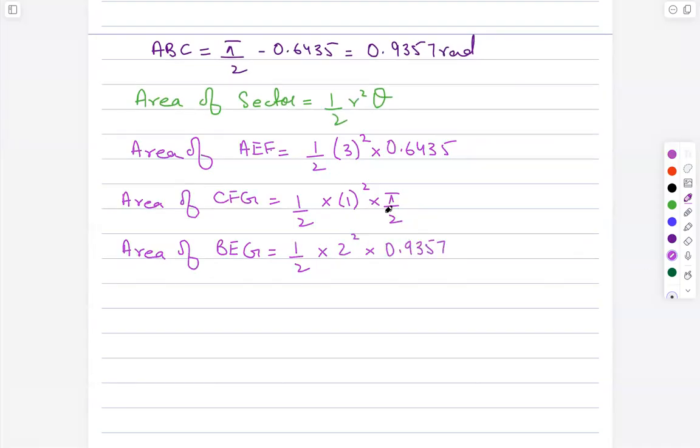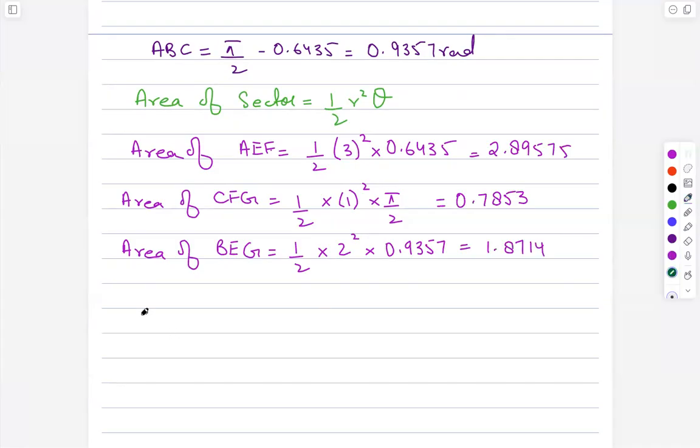Once we have these areas, now we can substitute these in the calculator. The area of the first sector will be 9 multiplied by 0.6435, divided by 2. So that answer will be 2.89575 centimeters squared. For the area of CFG, that will be pi divided by 4. So applying pi in the calculator and dividing it by 4, this area will be 0.7853 centimeters squared. And this will be 0.9357 multiplied by 4, and then dividing this by 2, we'll get 1.8714.